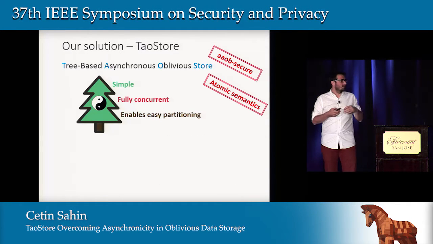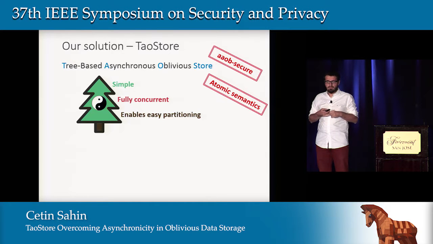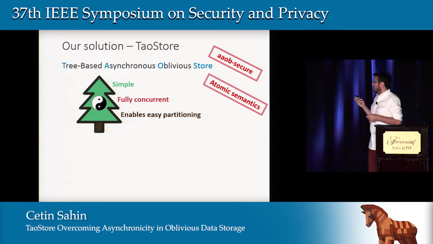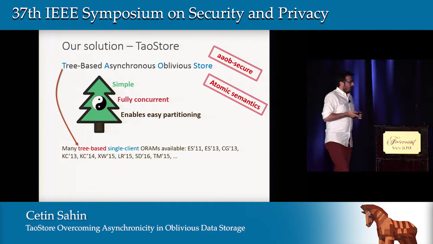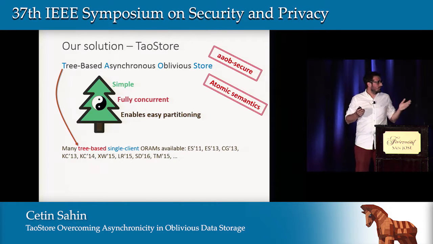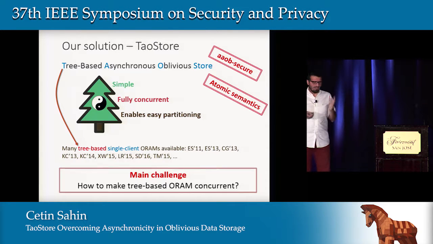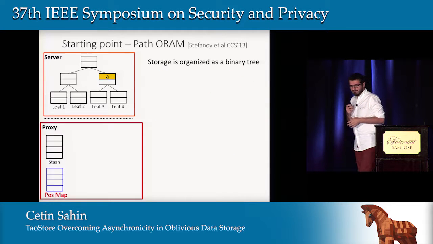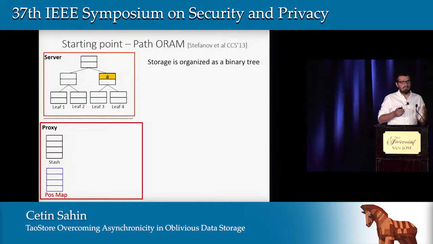Therefore, as our solution, we developed TaoStore. It is a tree-based asynchronous oblivious storage, which is, of course, aaob secure, and it ensures atomic semantics. Additionally, it is simple, fully concurrent, and it enables easy partitioning. To date, we have many tree-based single-client ORAM constructions available, but the main challenge here is how to make tree-based ORAMs concurrent. Let me briefly go over Path ORAM again and try to explain how it works.